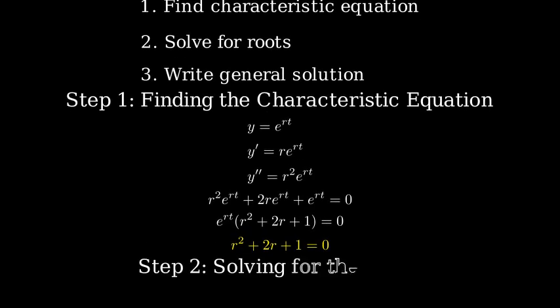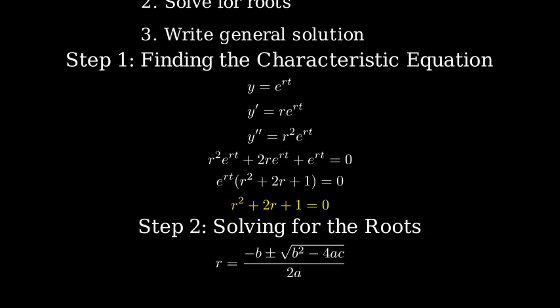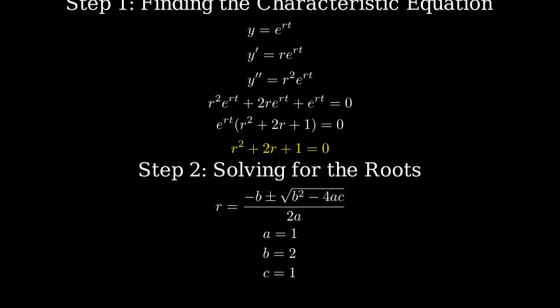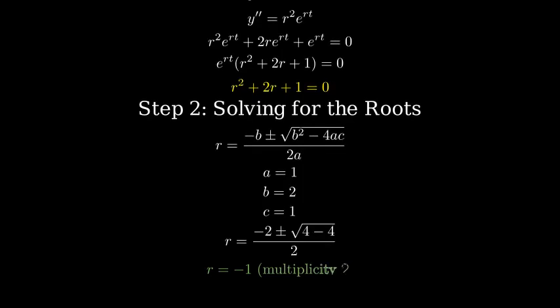Now for step 2, solving for the roots. This is a quadratic equation. We can solve it using the quadratic formula: negative b plus or minus the square root of b squared minus 4ac, all over 2a. Here, a = 1, b = 2, and c = 1. Let's substitute these values into the quadratic formula. We get r = (-2 ± √(4 - 4)) / 2. This simplifies to r = -1 with multiplicity 2.